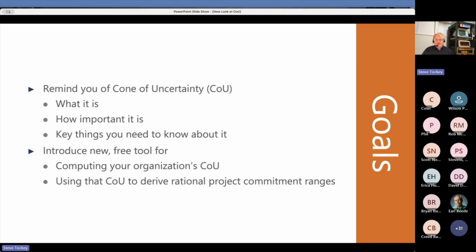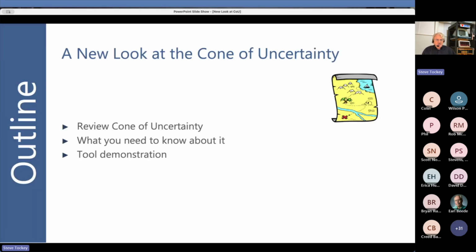And maybe this doesn't make sense what I'm saying right now, but hopefully by the end, this will all make sense to you. Okay, so the outline, the agenda, the review, what you need to know about the cone of uncertainty, and then we'll dive into the tool demo.